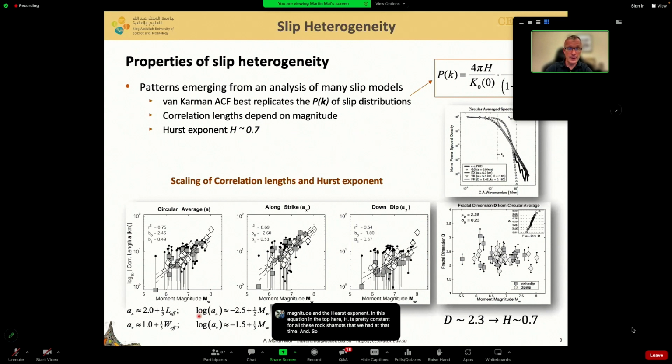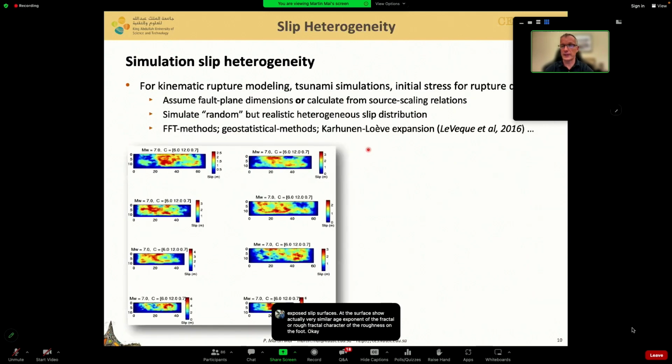And so the correlation lengths AX and AZ, as shown in the equation below here, and the Hurst exponent now basically form an input in order to do slip model simulations or create realizations of heterogeneous slip on a fault using these autocorrelation functions. I just want to point out that this H of about 0.7 seems to be an interesting number, because exposed slip surfaces at the surface show actually very similar H exponent of the fractal character of the roughness on the fault. Okay, so as I said, we can use this to simulate slip heterogeneity on the fault.